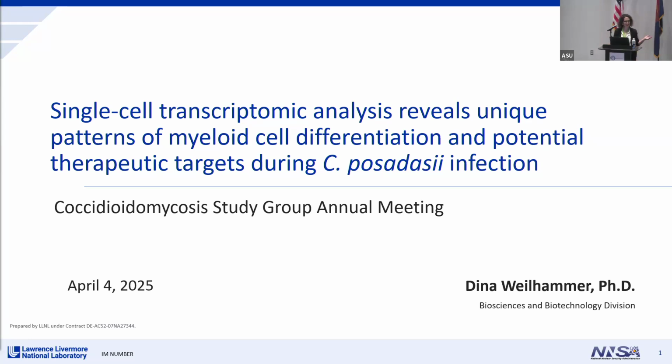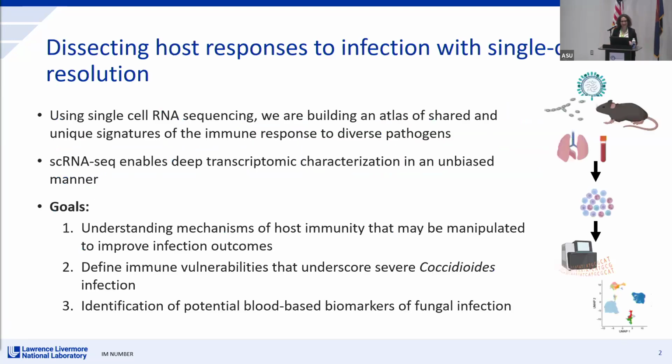Right, okay, so thanks so much to the organizers for giving me the opportunity to talk about our work today. Over the past few years, my colleagues and I at Lawrence Livermore have been using single-cell RNA sequencing coupled with animal models of infection, mouse models of infection, to build an atlas of immune responses to diverse pathogens. We've been mostly using viral pathogens, although one notable fungal pathogen that I'm here to discuss today.